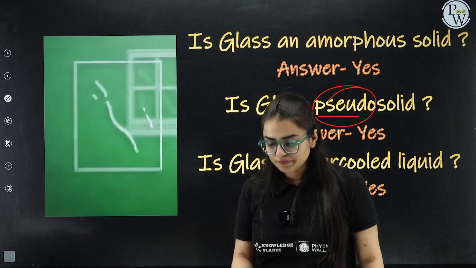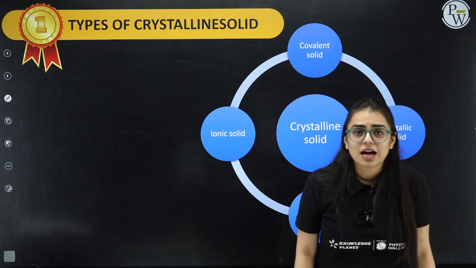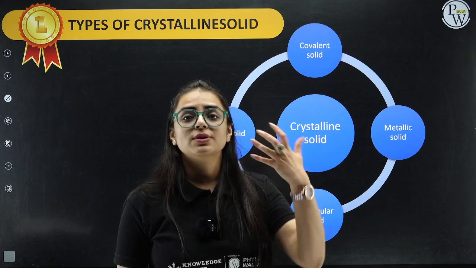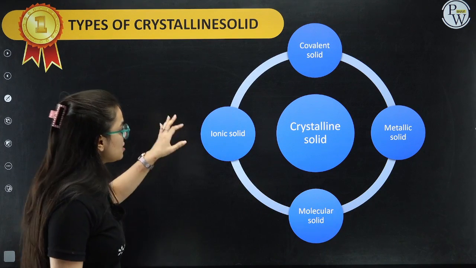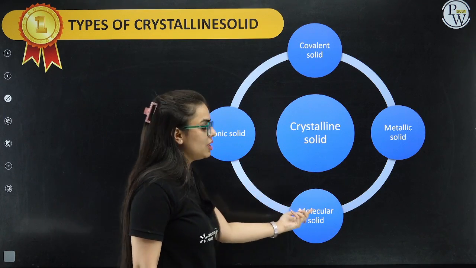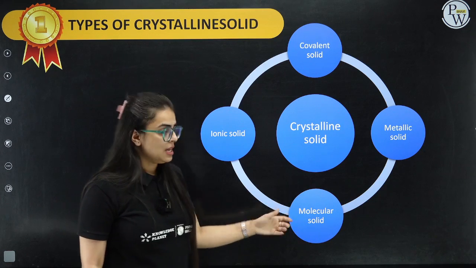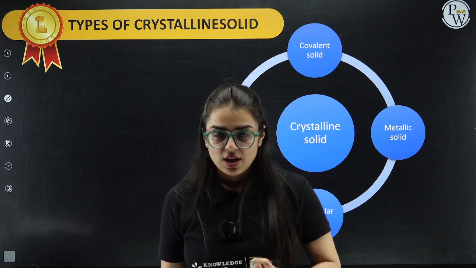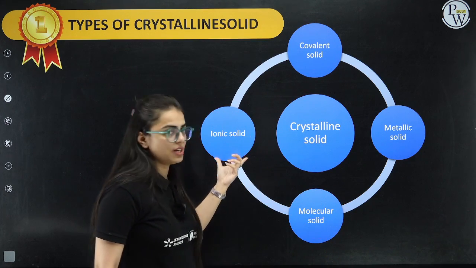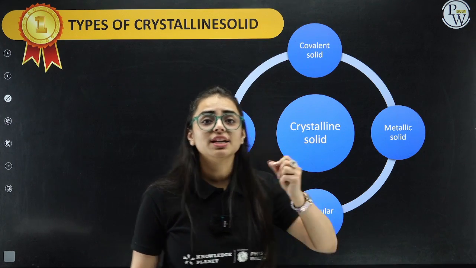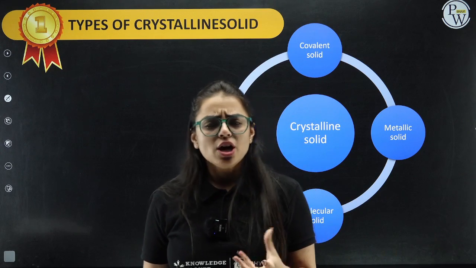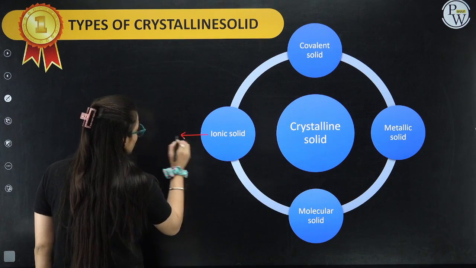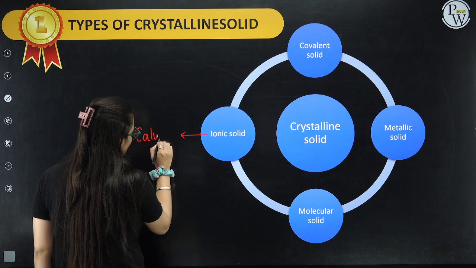Clear, guys? Okay, starting now with types of crystalline solids. Now we know what is crystalline, we know what is amorphous. We are going to understand the types of crystalline. Crystalline solids are further categorized into molecular solids. In molecular solids, the bonding is observed between molecules. Then comes ionic solid. In ionic solid, the bonding is observed between ions. Which kind of ions, ma'am? Here, you will be seeing cations and anions.